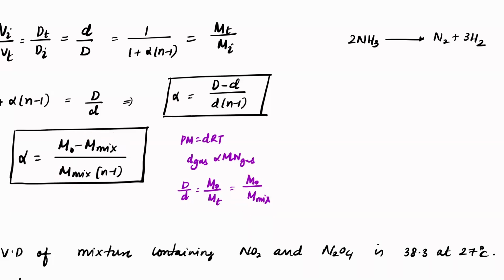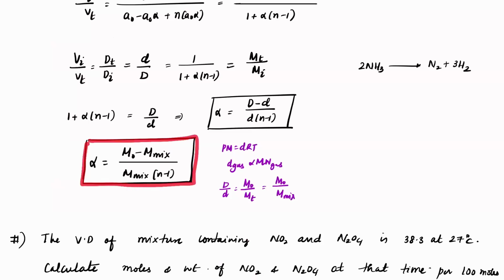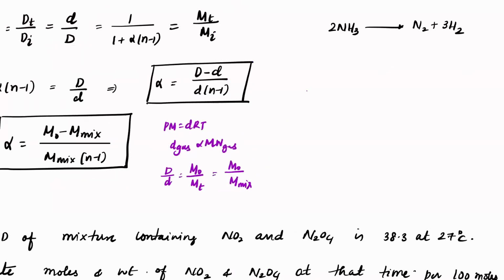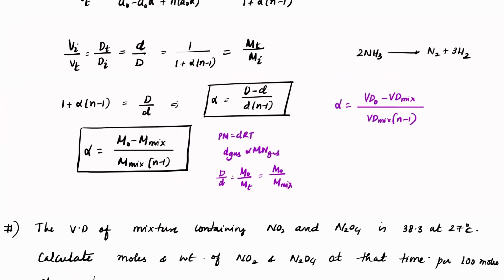So this is the representation of alpha in terms of molar masses, and before that, alpha in terms of densities. We can also represent it in terms of vapor density, because vapor density is just molar mass by 2. So this is initial vapor density minus vapor density of the mixture, upon vapor density of the mixture, multiplied by n minus 1. So these are the three formulas. Based on the data, you can use any one of them.